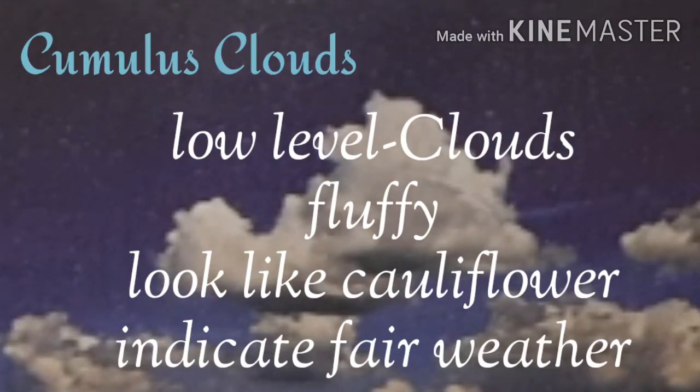Next are the cumulus clouds. They are found between 6 and 12 kilometers of height. They are fluffy in appearance, that means they look like a cauliflower. Cumulus clouds also indicate fair weather. However, when they are very large in size, they bring precipitation.